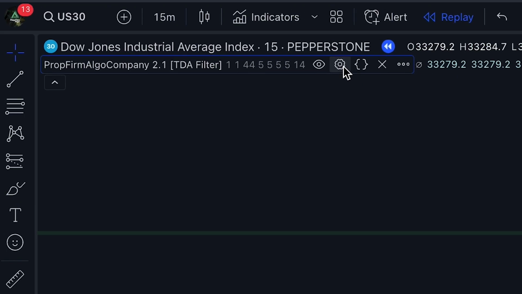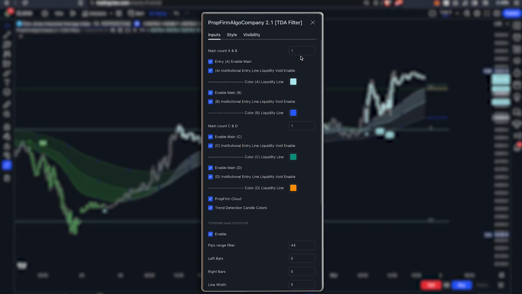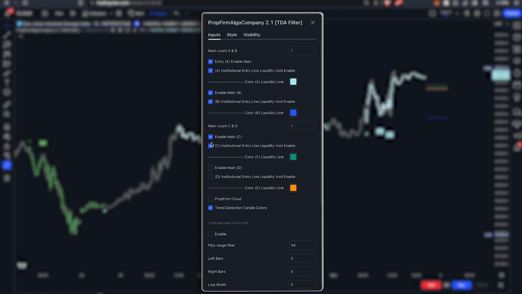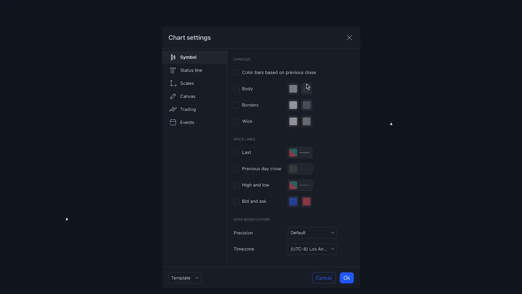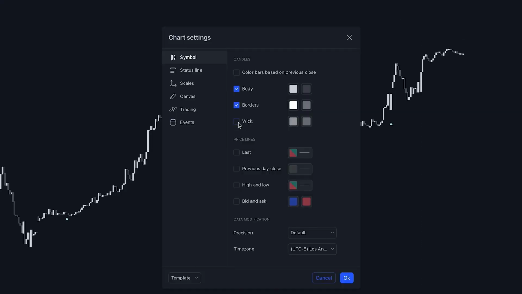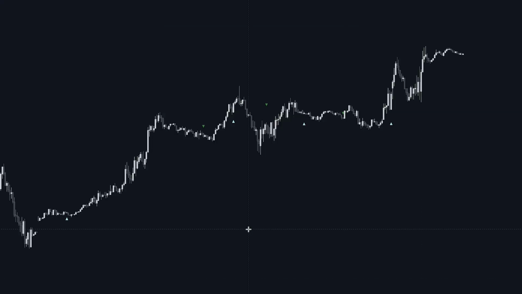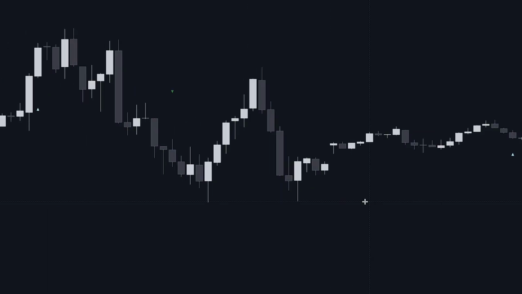Opening the settings, we have main count A and B, and also main count C and D. Now, let's go ahead and turn everything off, including the PropFirm Cloud, all the entry points, and in this case, also the trend detection colors. Let's make a quick comparison of regular candles. Let's take a look at this section here.